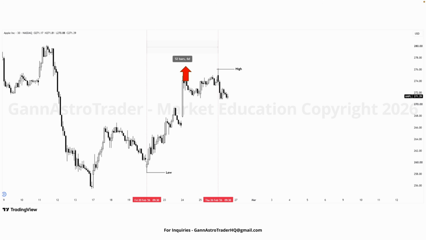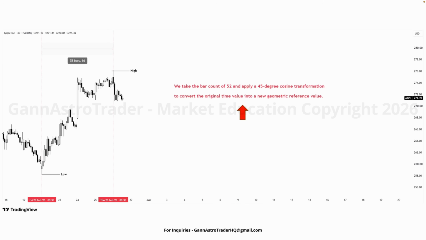Here's where we transform that time value. We take 52 bars and apply a 45-degree cosine transformation. In simple terms, we're converting the original time measurement into a geometric reference. So our calculation becomes 52 multiplied by the cosine of 45 degrees. Cosine of 45 degrees is approximately 0.7071. So 52 multiplied by 0.7071 gives us 36.77, which rounds to 37. Now pause and remember that number, 37, is our transformed reference value.